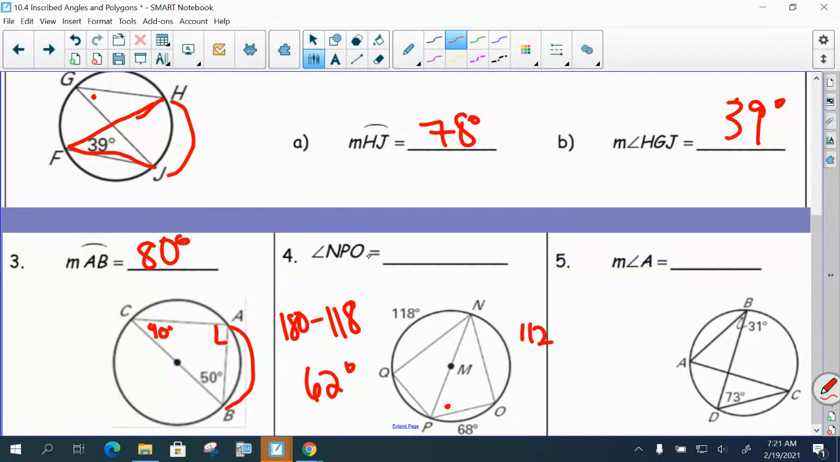Okay, so we're asked to find NPO. I probably did a little more math than I really needed to, because NPO intercepts this arc, so that would be half of 112, which gives us 56. Measure of angle A, so this angle here. In order to know this angle, we have to figure out this arc, but this arc is also intercepted by this angle, which is 73. Therefore, these two angles share the same intercepted arc, so they must be the same. So that's 73.